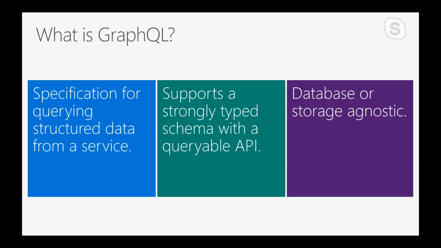What's really interesting about GraphQL is that it supports a strongly typed schema with a queryable API. This means that you can look at the schema of a service. You're going to know what data you're going to get back from it, what fields it has, and what types you expect from it. And the GraphQL server actually enforces that type specification. So you're not going to have a problem where the docs say one thing and the service actually returns something else. In terms of databases or storage, the GraphQL spec has absolutely nothing to do with it.